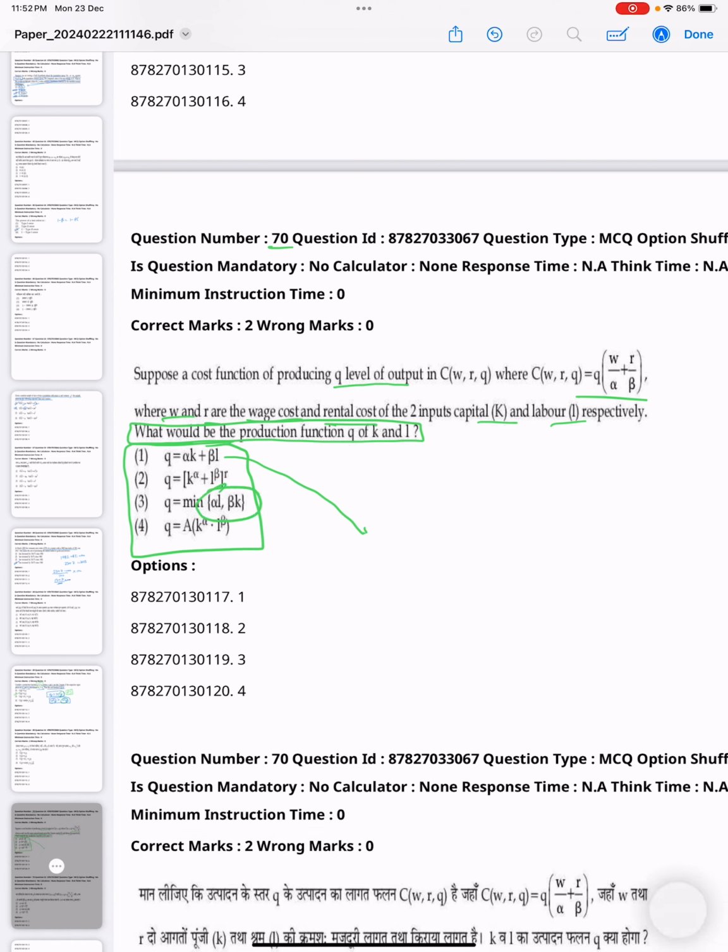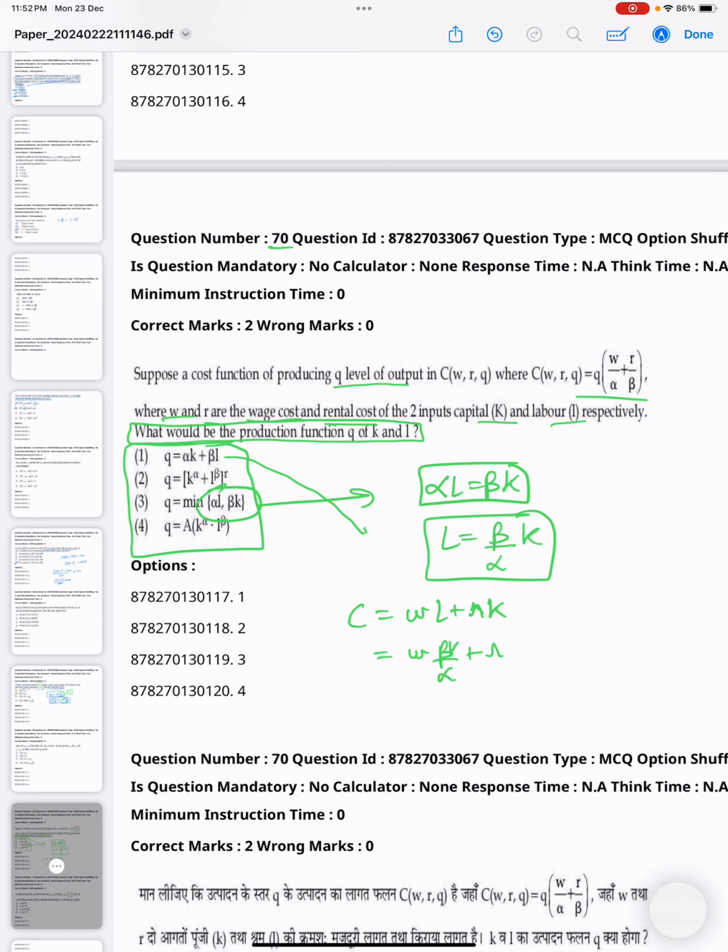In this case, suppose we are talking about the third case, alpha L equals beta K. So they are used in fixed proportion, irrespective of what the wage and the rental cost is. So we have L equals beta by alpha K, and cost is WL plus RK. So this becomes W beta by alpha plus R, times K. This becomes W beta by alpha plus R if I take K common. This is the cost.